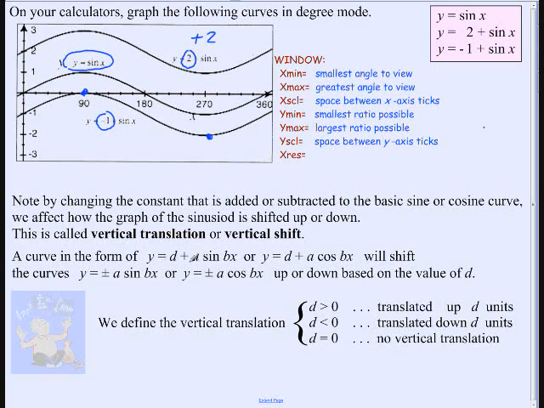A curve in this form, whether it's sine or cosine, will shift up or down based on this value. We define the vertical translation this way. If d is a positive number, it translates up d units. If d is a negative number, it translates down d units. And if d equals 0, in other words, you don't see, like up here, there's no d, you have no translation.